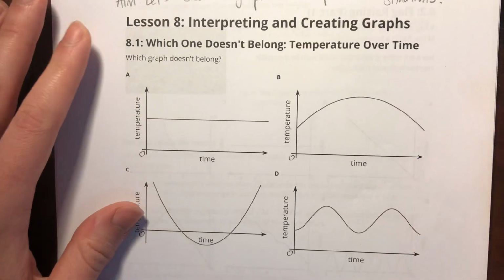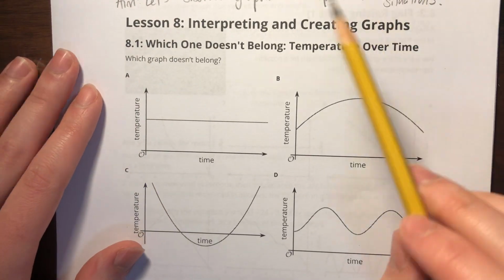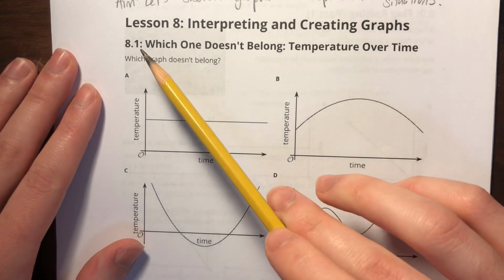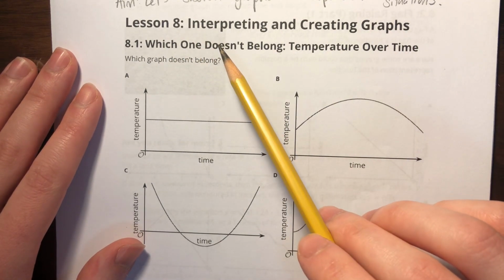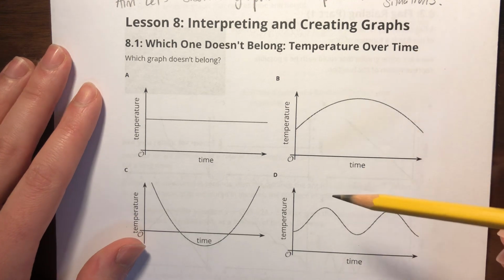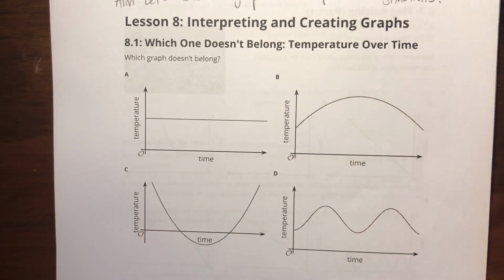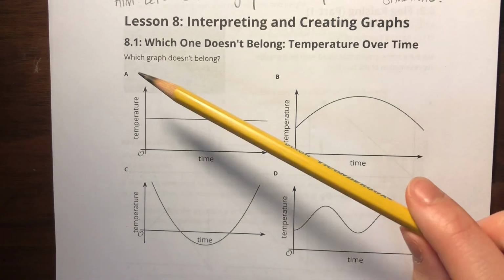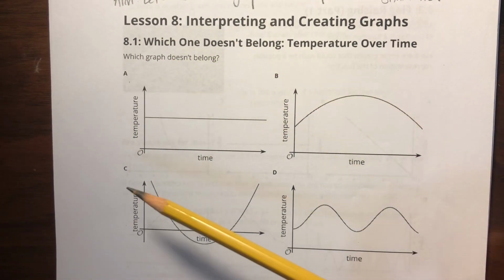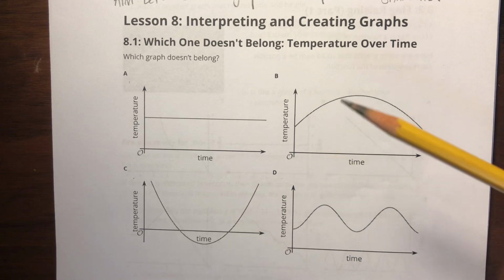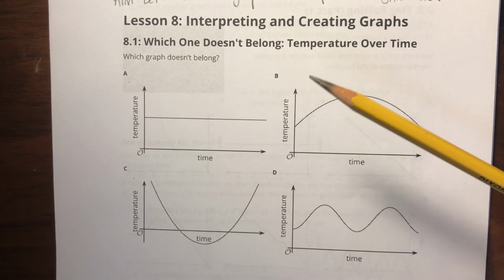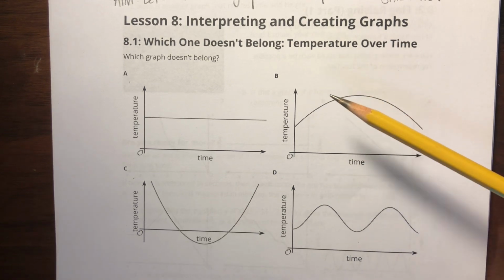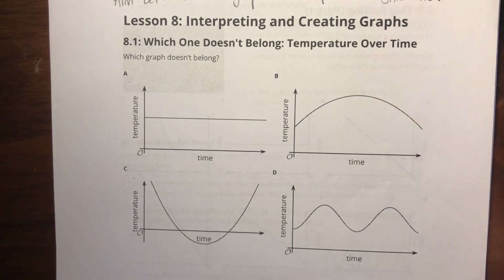All right, so for this first part in lesson 8, interpreting and creating graphs, 8.1, which one doesn't belong? You're gonna do an activity on Google Classroom. So there really are no wrong answers. You just have to choose whether graph A, graph B, graph C, or graph D does not belong if it's unlike the other three. So you just have to pick one of them and then give a valid reason for why you believe it doesn't belong.